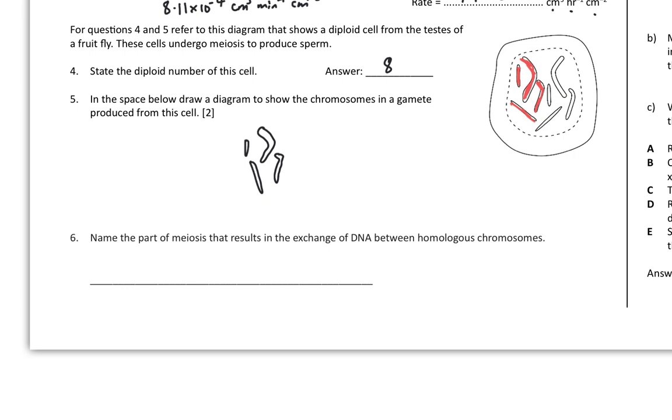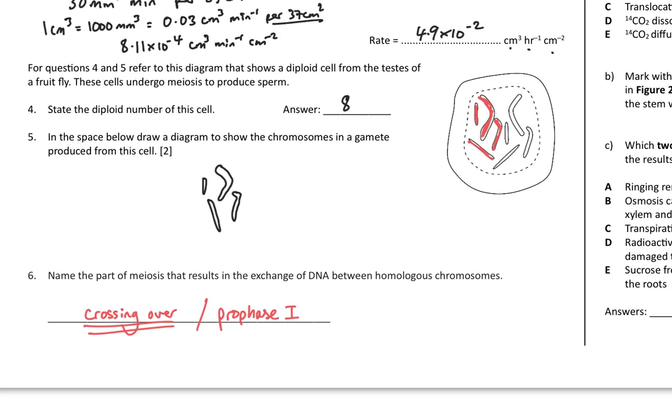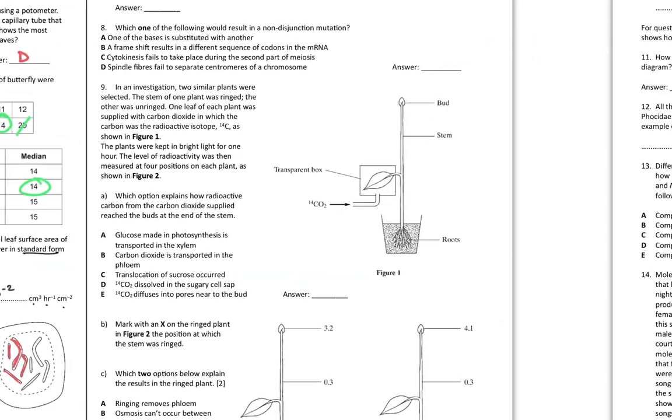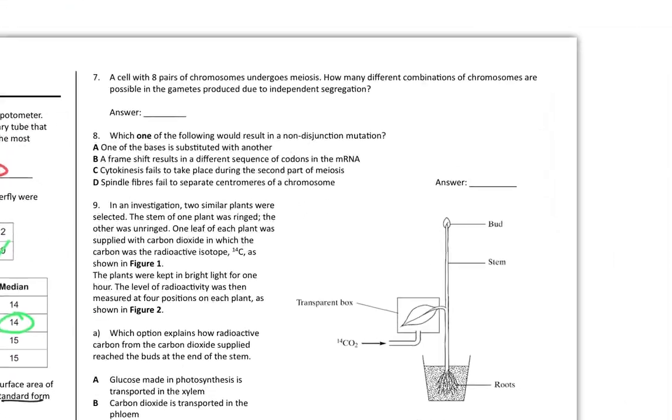I don't have to show them in a certain orientation. Number 6, the point of meiosis that results in exchange of DNA between homologous chromosomes. Well, that's crossing over. You can argue, because of my wording of the question, that it happens during prophase 1. You don't need to know that, though. You should know crossing over. Homologous chromosomes come together. Again, I did a video on that for the second revision lesson, so why not have a watch of that one? You've got the email.